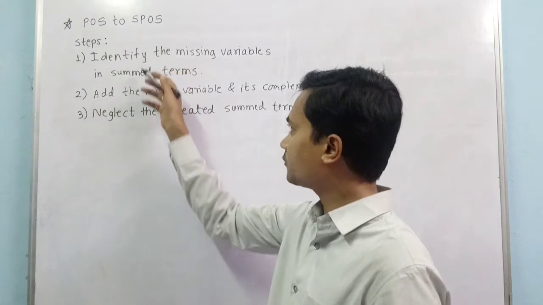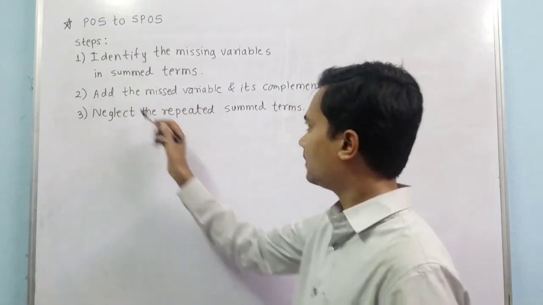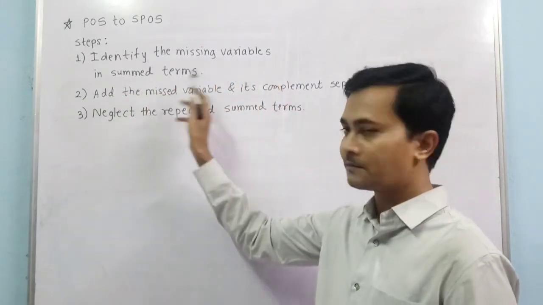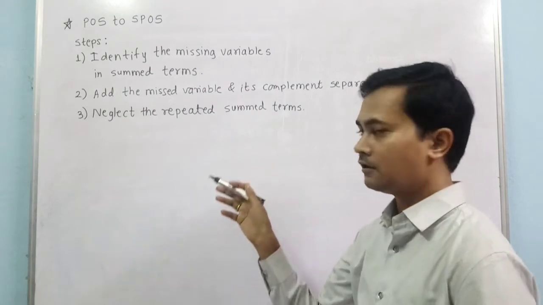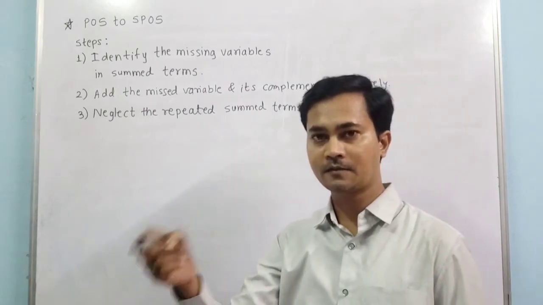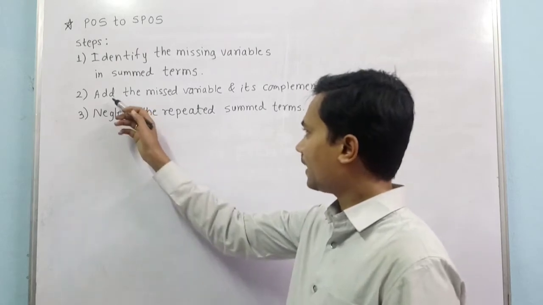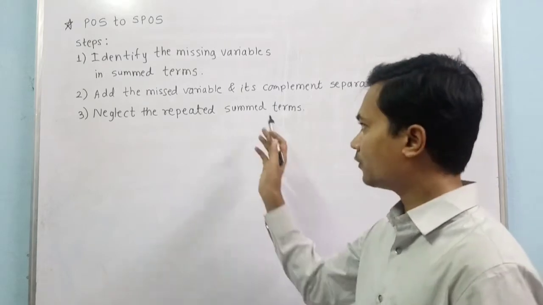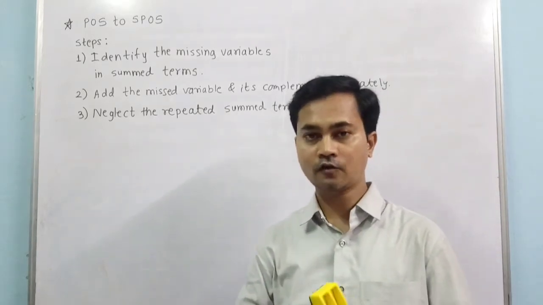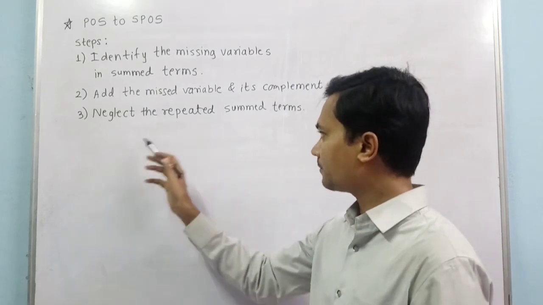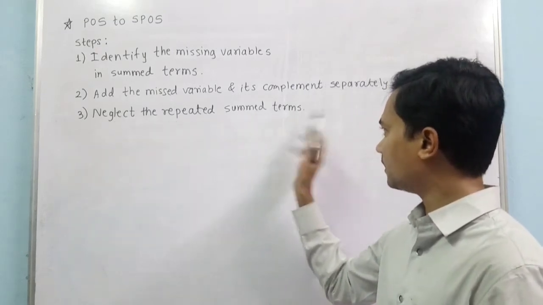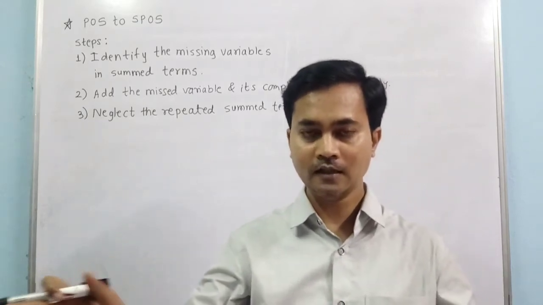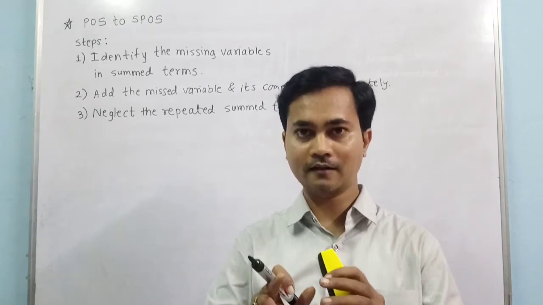The steps to convert POS to SPOS are: the first step is to identify the missing variables in the summed terms. So we have to identify which variable is missing in the given summed term. The second step is to add the missing variable and its complement separately. The third step is to neglect the repeated summed terms. Whichever summed term is repeated in the whole expression has to be taken only once.